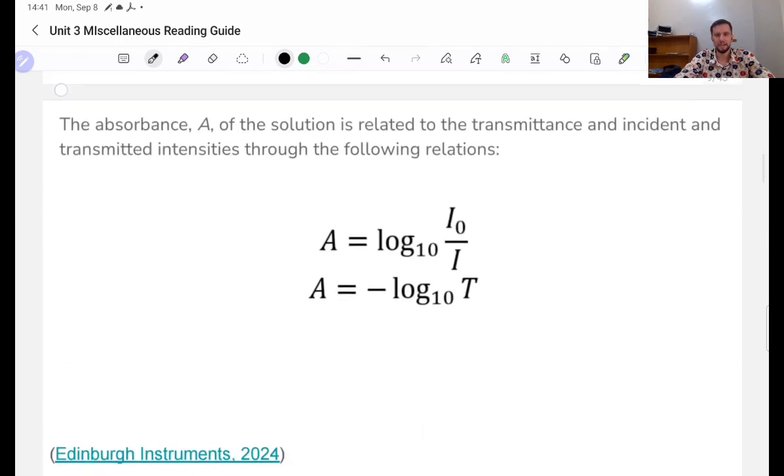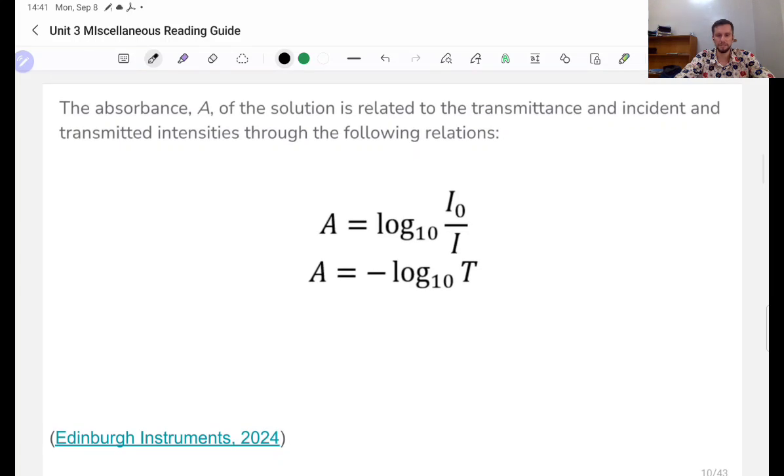The absorbance A of the solution is related to the transmittance and incident, and sorry, there's a typo there. It's related to the transmittance through the following equation. And so you can see that there's an inverse relationship. Now there's a logarithm in there that makes it a little more complicated, but still effectively, if transmittance goes up, that means absorbance goes down, and vice versa.